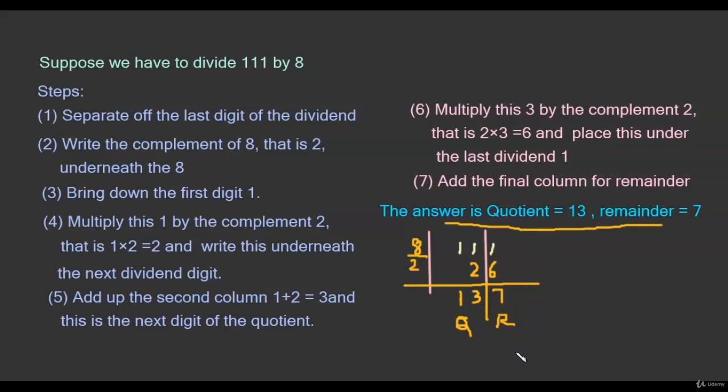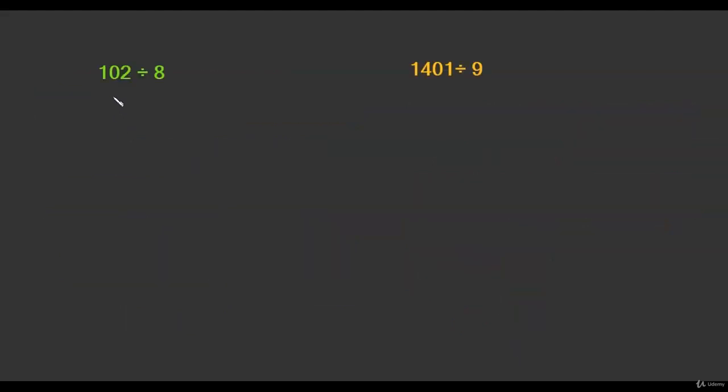In order to understand well, let's do more examples. Now here we have to divide 102 by 8. First of all, the complement of 8 is 2. Since 8 is a 1-digit number, the base is 10 and the difference of 8 from 10 is 2. So the complement number is 2. We will separate the last digit of the number and write the complement over here, 2.